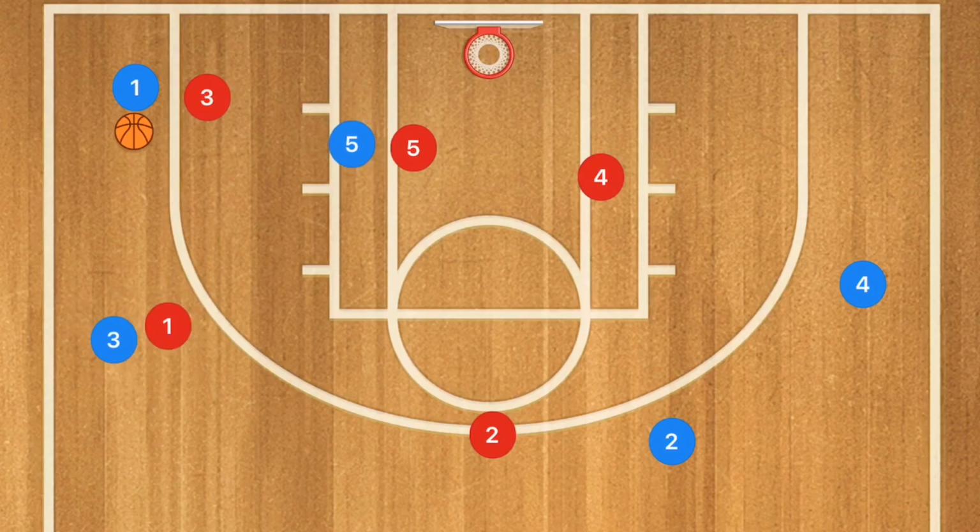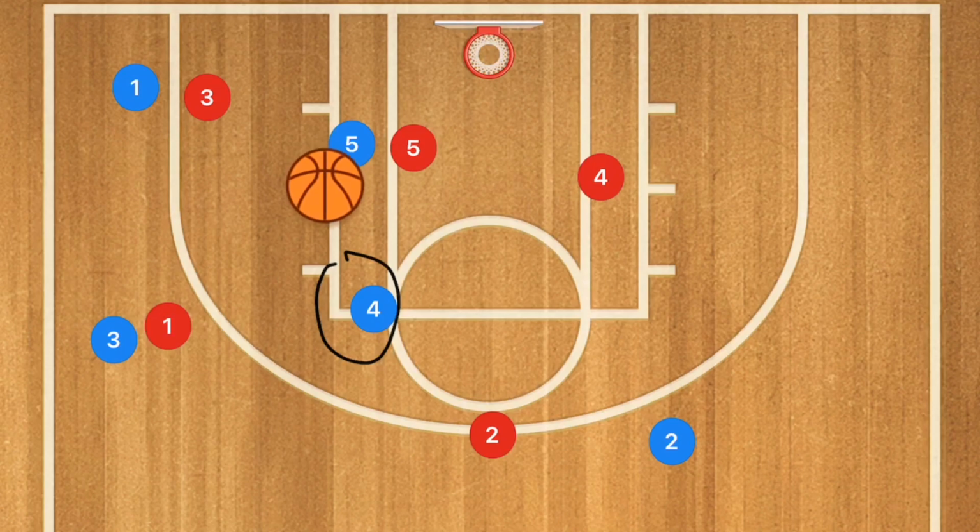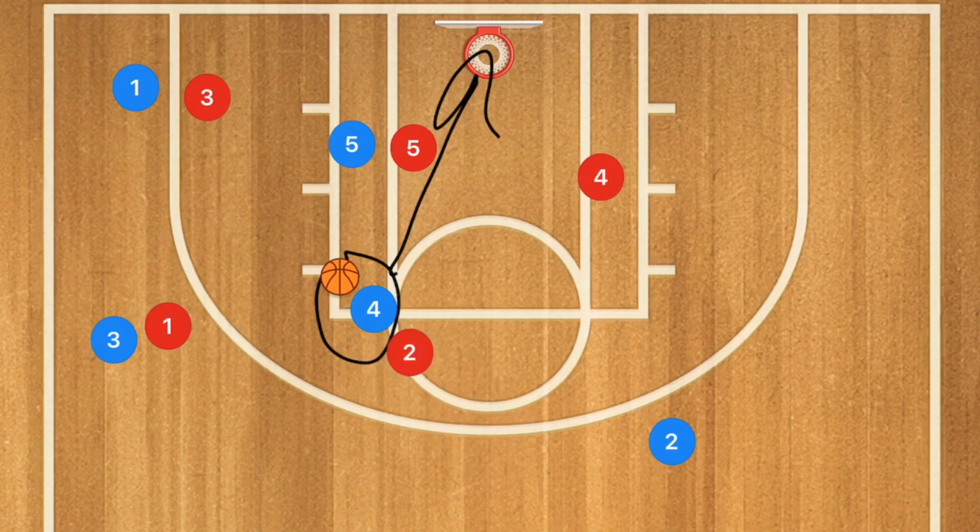Now at this point in time, I really personally like to have player 1 pass to player 5, and I want to see player 4 cutting across the key towards this high post. That's going to allow player 5 to pass up to 4 for the mid-range or free throw line area shot. That could also bring down player 2 red, which will now leave player 2 blue wide open and will allow him to take that shot as well.